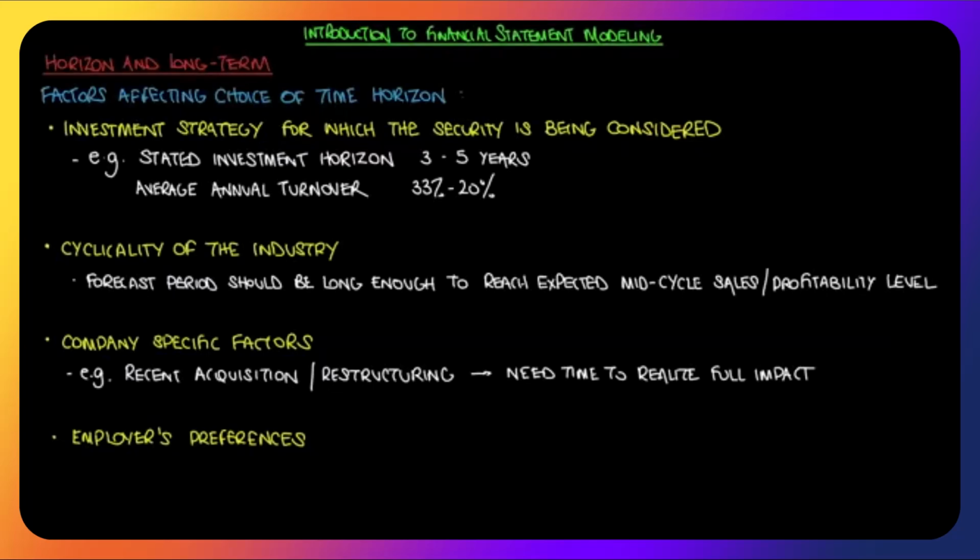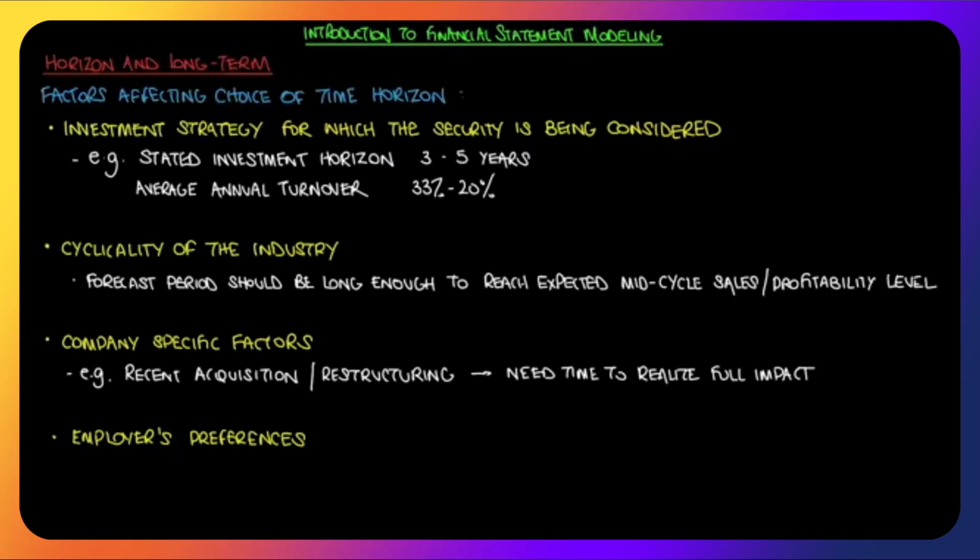So let's identify the factors that will affect that choice. First of all, your short-term horizon, how long do I forecast for, may be impacted by the investment strategy for which the security is being considered, because that will tell you how long you're going to hold it. You want to make sure you forecasted for the entire period that this security is likely to be held. Most professional firms will tell you their investment horizon. So it could be, for example, 3 to 5 years, which equates to average annual turnover for securities of 33% for 3 years, 20% for 5.